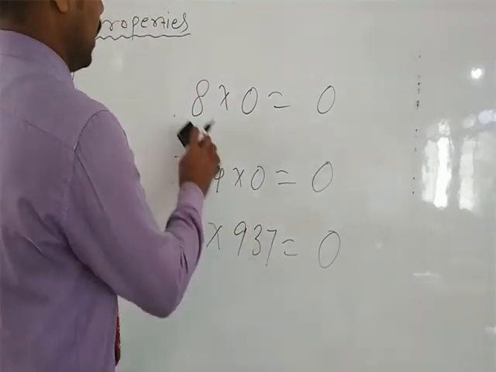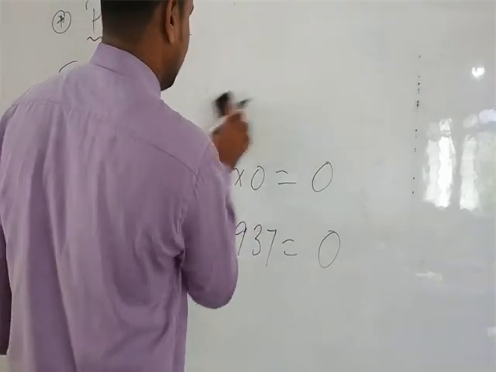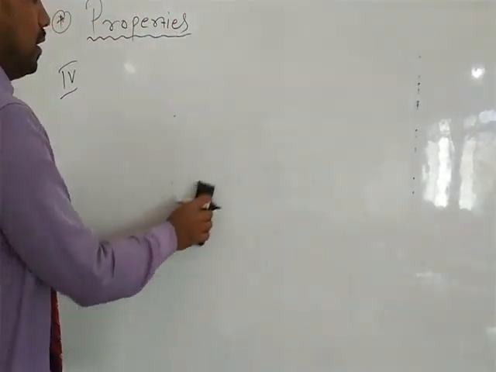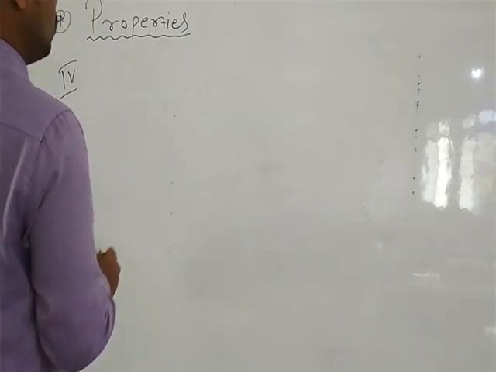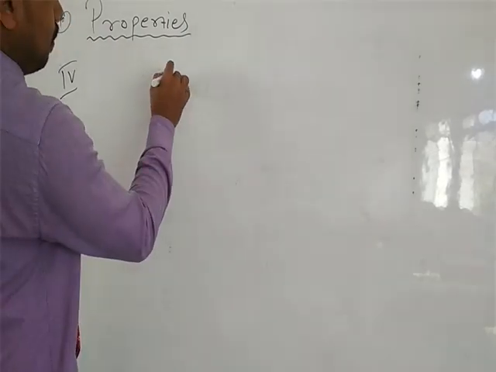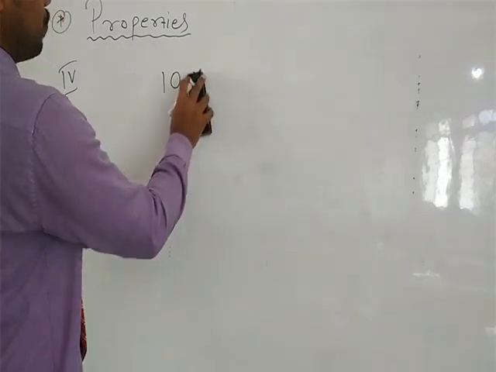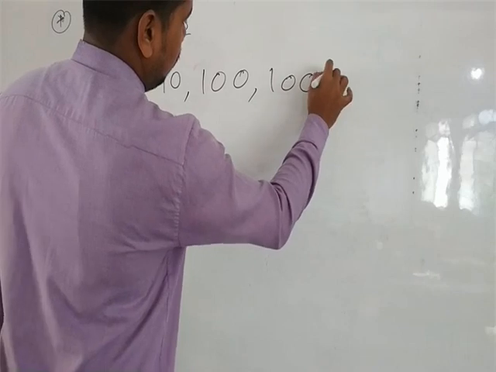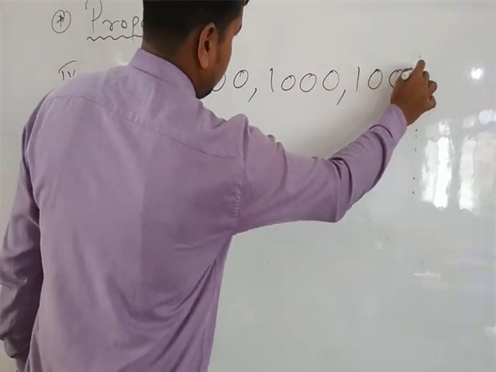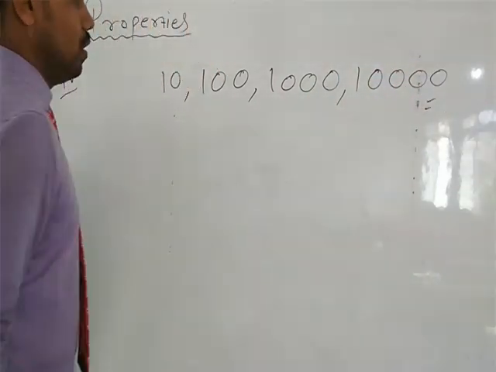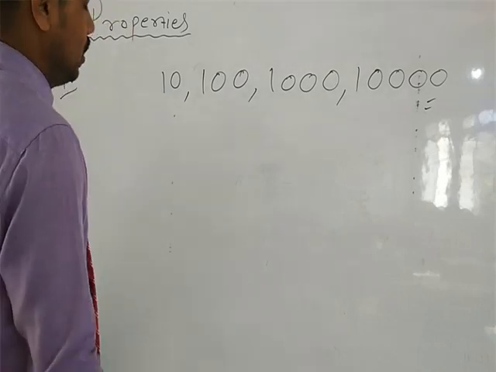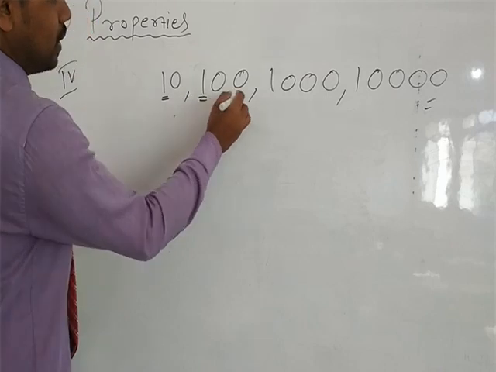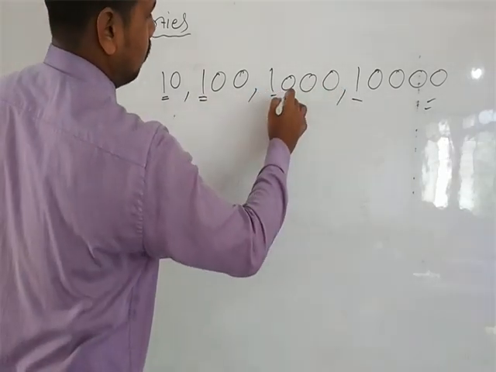Now, using these properties, we will find the multiplication of large numbers. Large numbers means if it is asking to multiply any number with 10 or 100 or 1000 or 10,000. So at that time you need not multiply and check. Just directly multiply that number with 1 and you will need to write the number followed by as many 0s as there are.